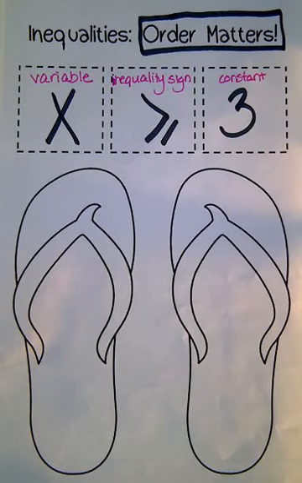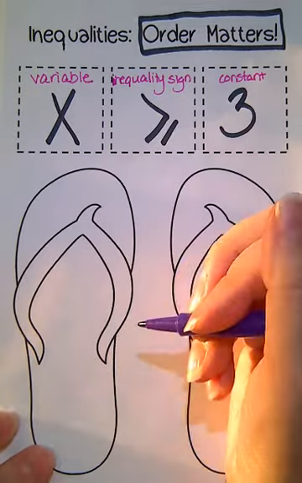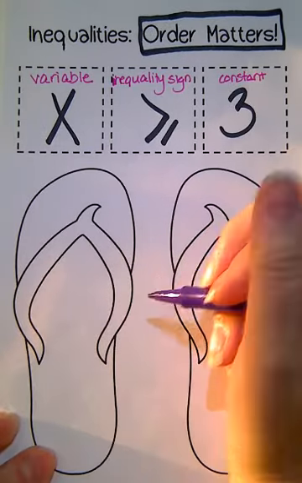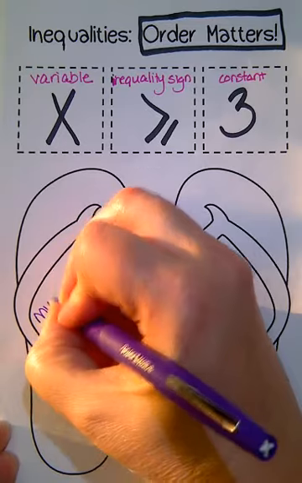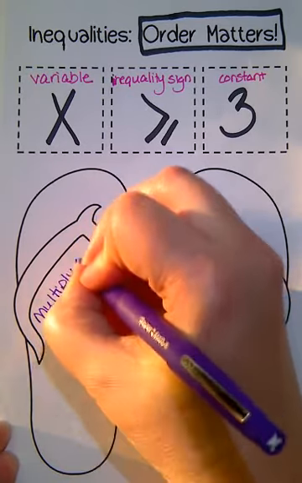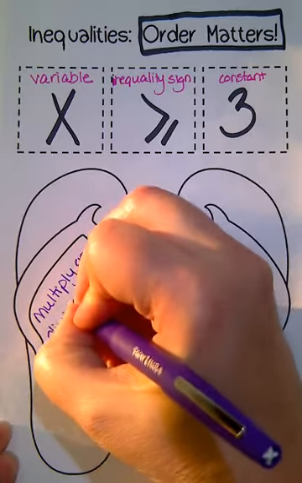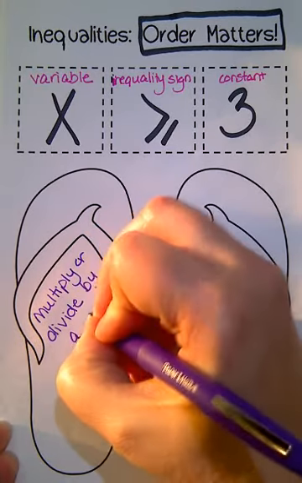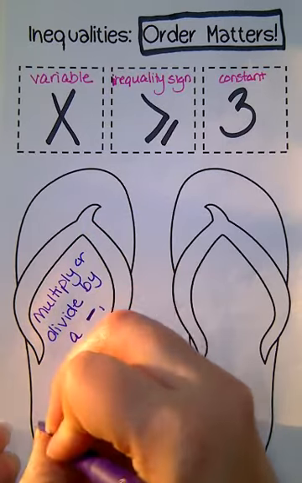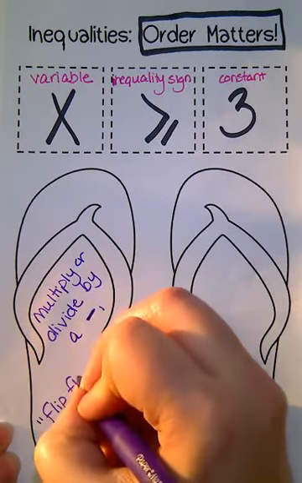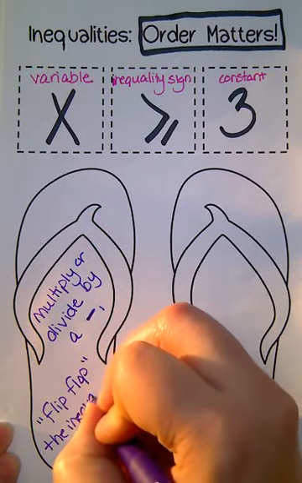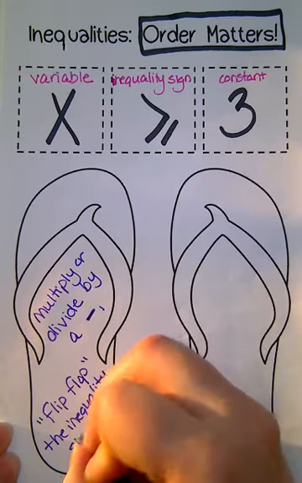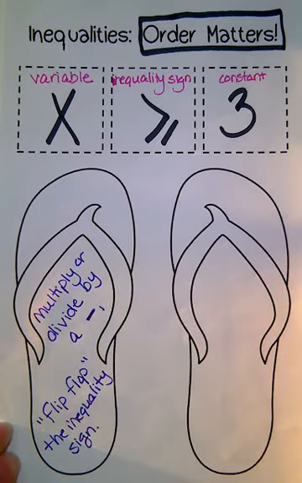So, the flip-flop. Our main rule, the big difference between inequalities and equations when we're solving them, is at the very last step. If you multiply or divide by a negative, you must flip-flop the inequality sign. What does that mean? Well, let's take a look.